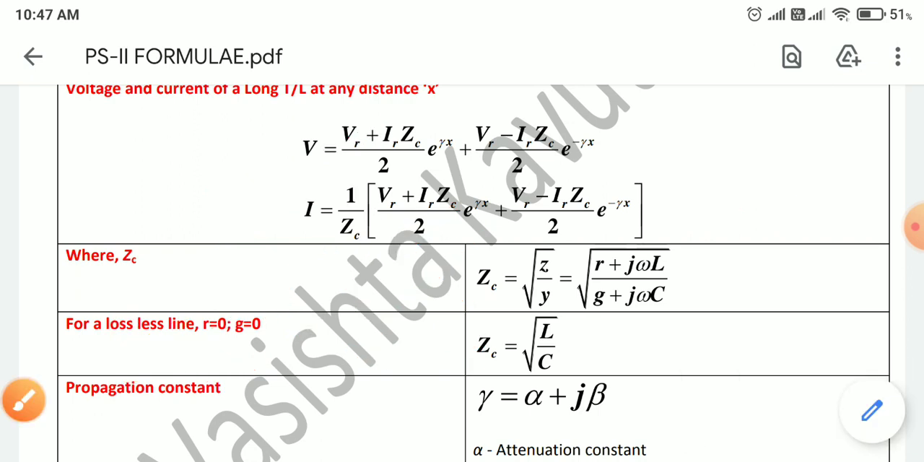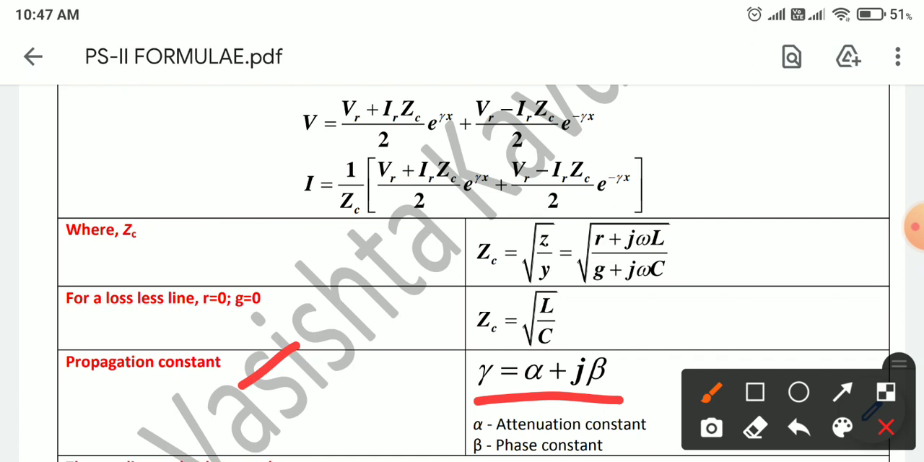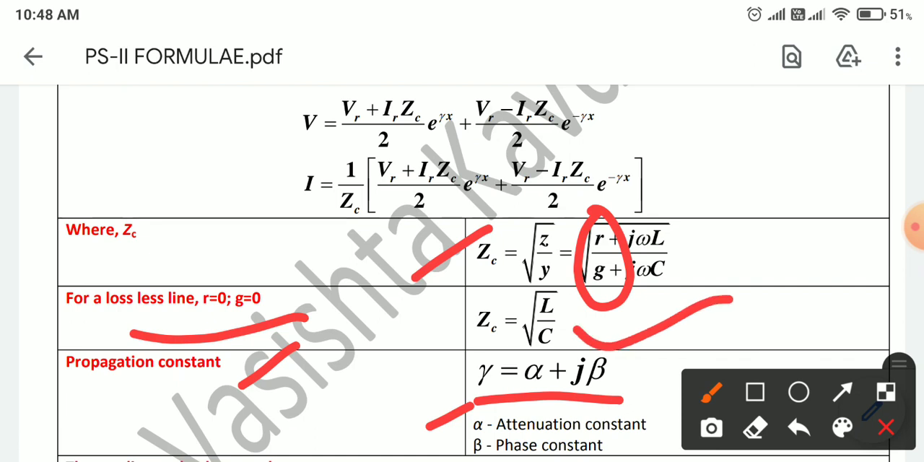Where VR and IR are known values, the receiving end voltage and receiving end current, and gamma is nothing but the propagation constant, given by alpha plus j beta. Alpha is the attenuation constant, beta is the phase constant. Here ZC is root over z by y, that is small z by small y, where small z is R plus j omega L and small y is G plus j omega C. For a lossless line, there is no resistance and no conductance. Therefore, by putting these two values as 0, ZC is equal to root over L by C. This is called the characteristic impedance or natural impedance.